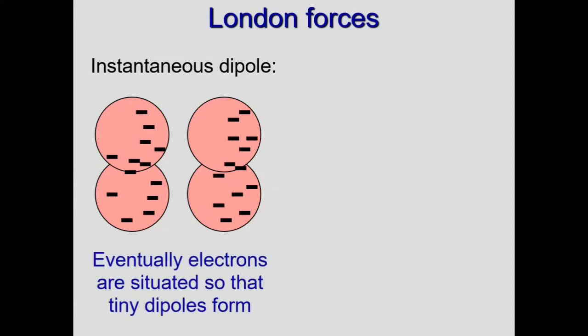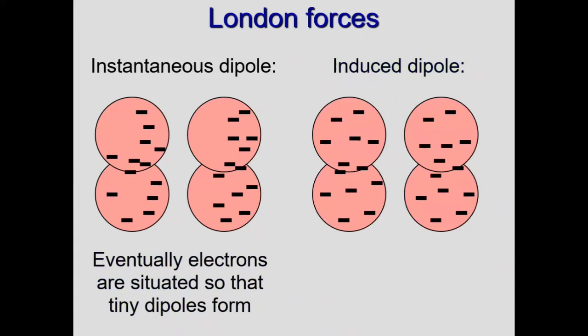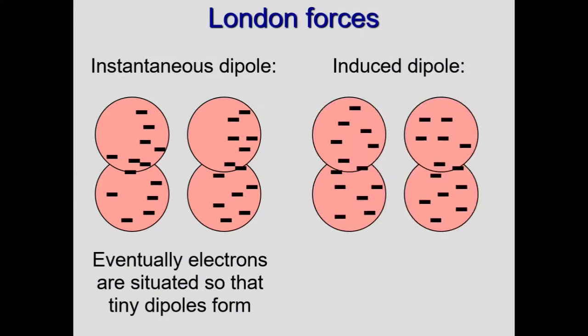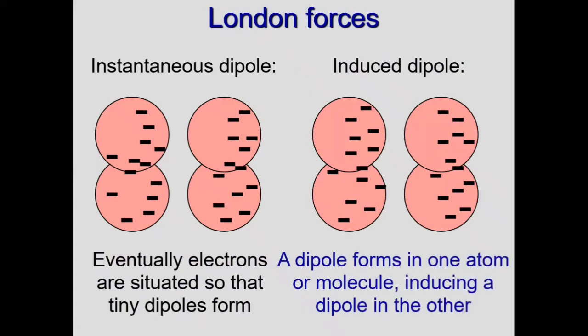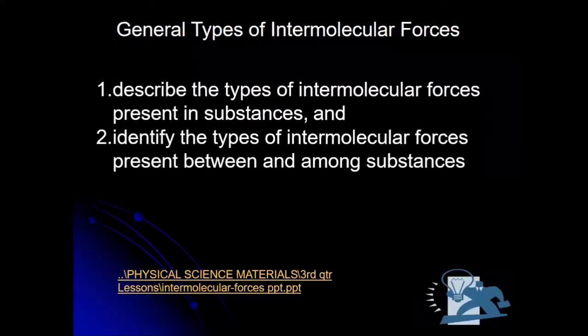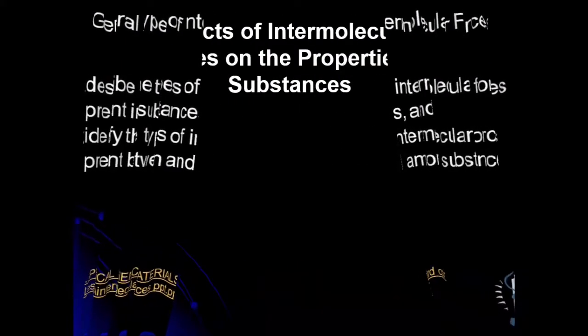Take a look at that. Eventually, electrons are situated so that the tiny dipoles form. And another thing is the induced dipole. Look at this, how it will be situated. And in here, a dipole forms in one atom or molecule, inducing a dipole in another. Just recall na lang.